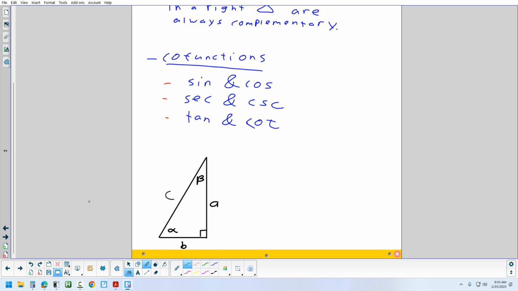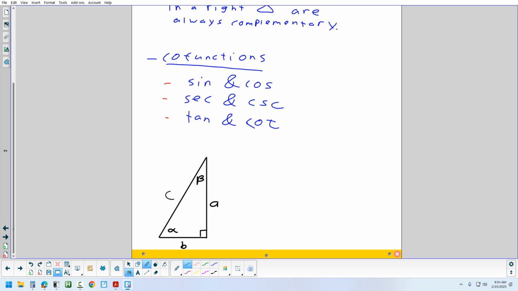To keep everything straight, we usually put alpha across from A, first letter in the Greek alphabet across from the first letter in the English, and beta across from B. Second letter, second letter. Alpha goes with A, beta goes opposite B.